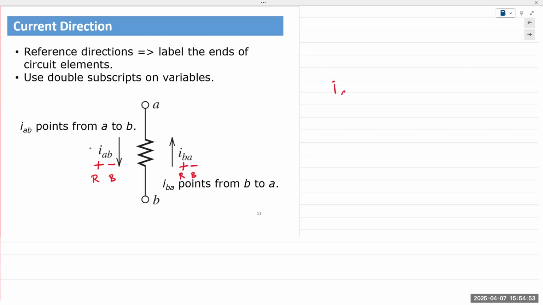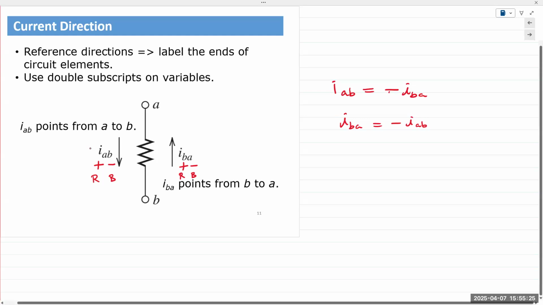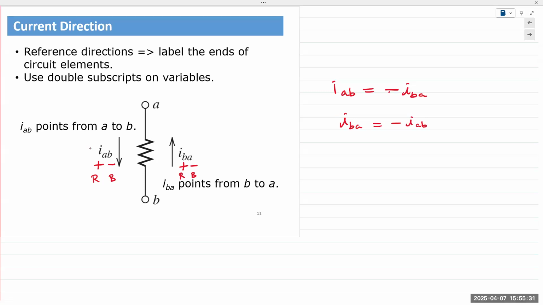And again, the same thing. IAB is minus IBA, and IBA is minus IAB. Okay. If it refers to a component, it would just be IR, IC, ID. If it's a single subscript, it's referring to a component. As an example, if you have multiple resistors in a circuit, R1, R2, R3, R4, you might have IR1, IR2, IR3, IR4.